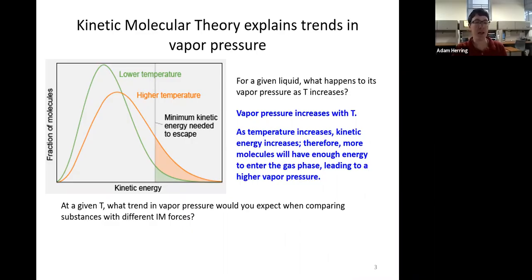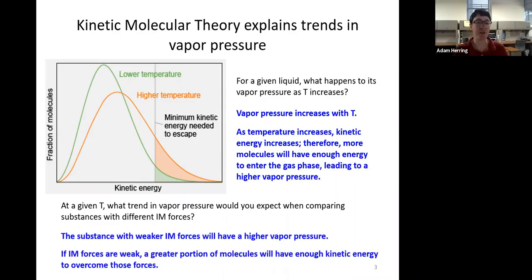If we're keeping the temperature constant, but looking at different substances, we can evaluate how intermolecular forces will affect it. If a substance has weaker intermolecular forces, then it will have a higher vapor pressure. The reason for this is that if the intermolecular forces are weak, there's going to be a lower threshold of kinetic energy needed in order for them to escape the liquid phase and go to the gas phase.